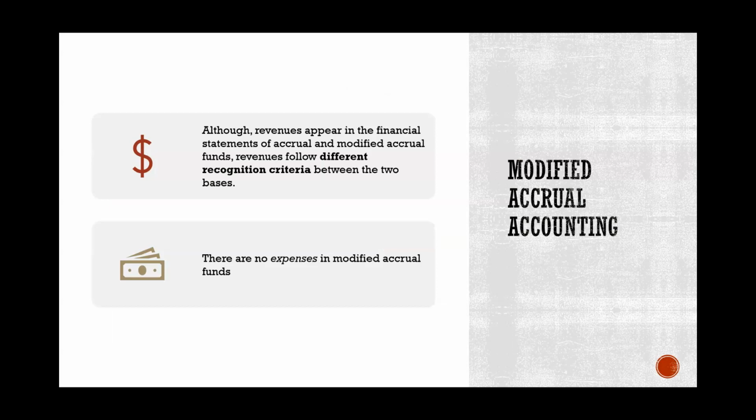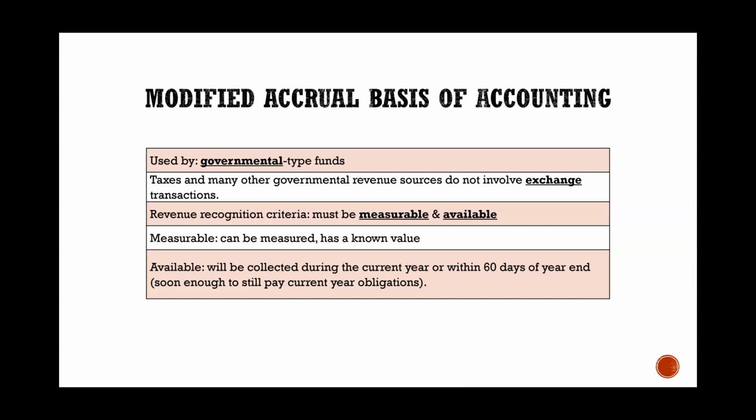So, modified accrual accounting, the revenues do appear in financial statements of both accrual and modified accrual. We follow different recognition criteria for the two bases, though, right? So there are no expenses in modified accrual funds, and we'll talk about why here in a little bit.